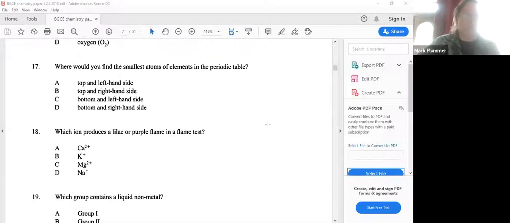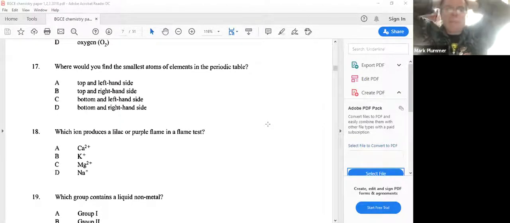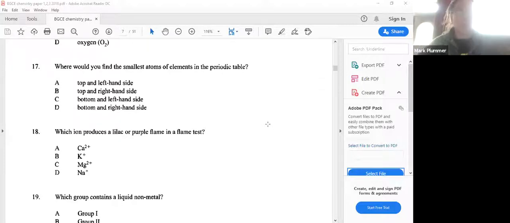Number 18, flame tests. Always comes up, either on the multiple choice or as a structured question or in paper 3, but the flame test will come up. So please do learn the flame test colors. All right. So the answer to number 18 is B, the potassium ion.